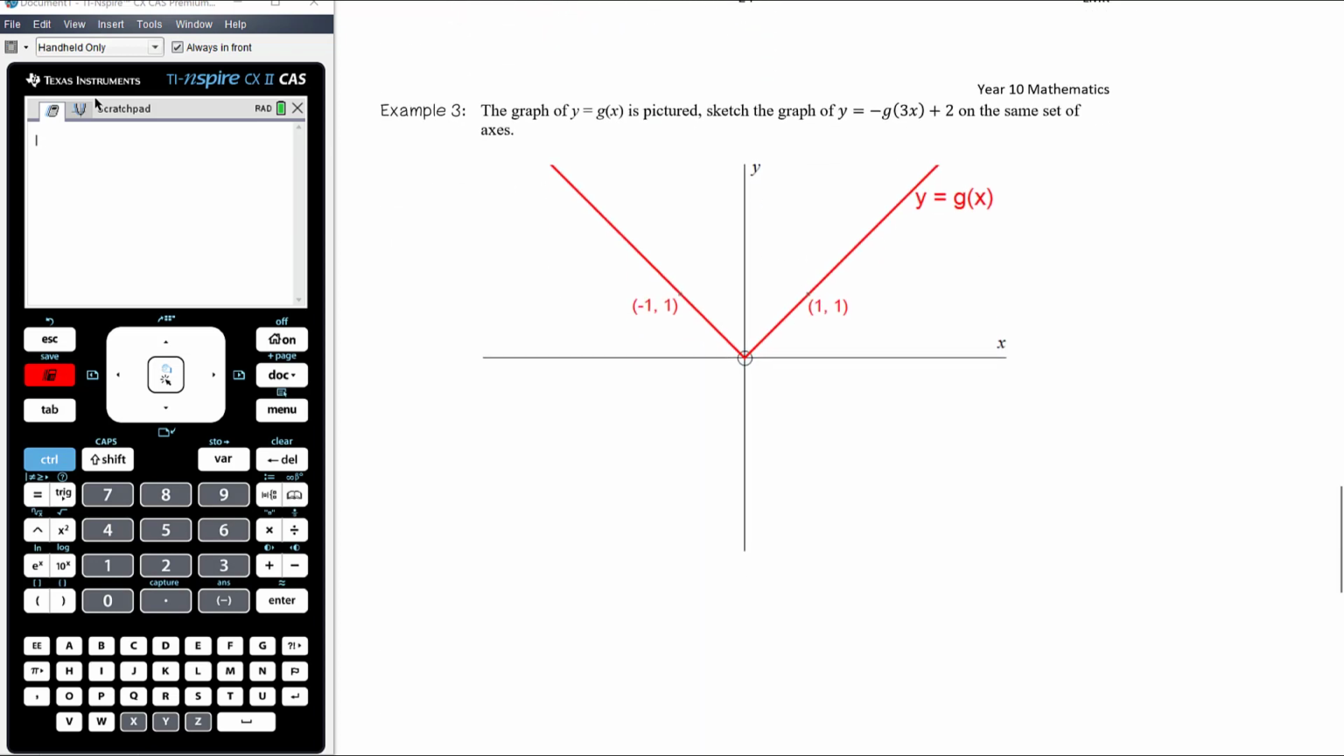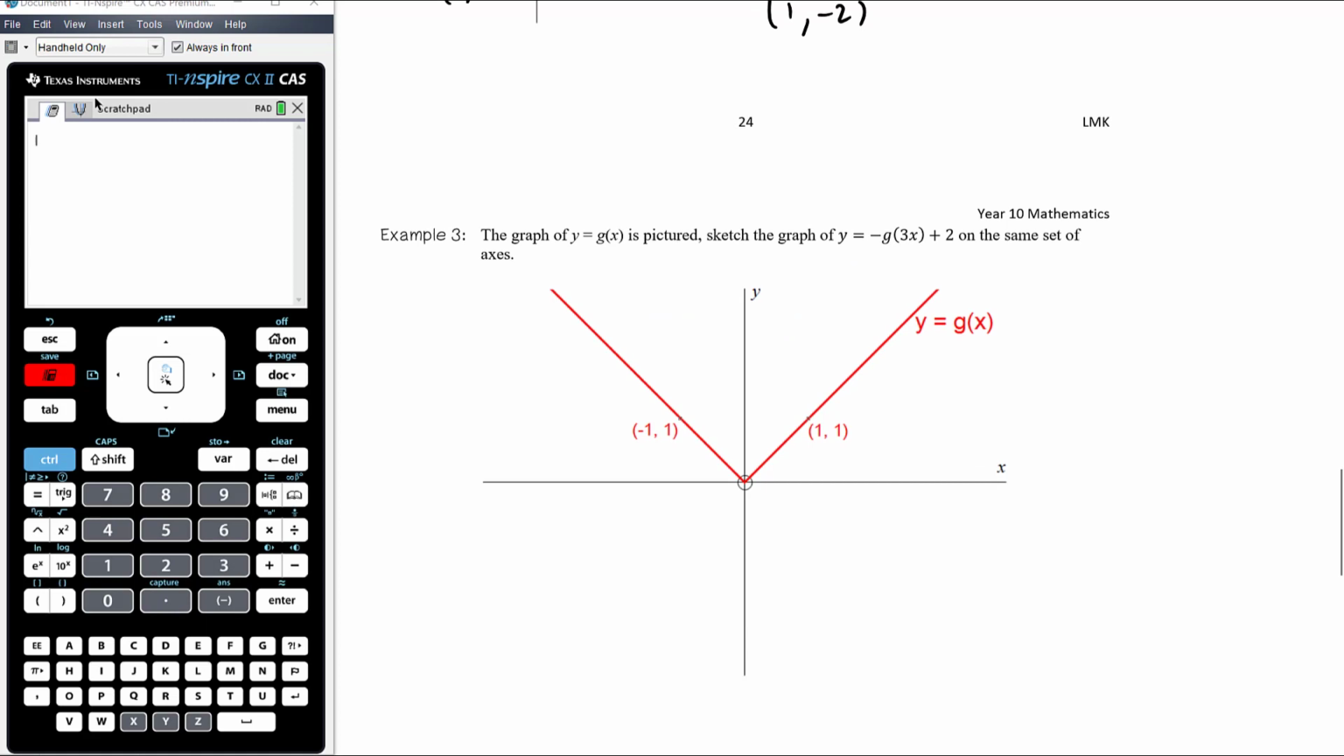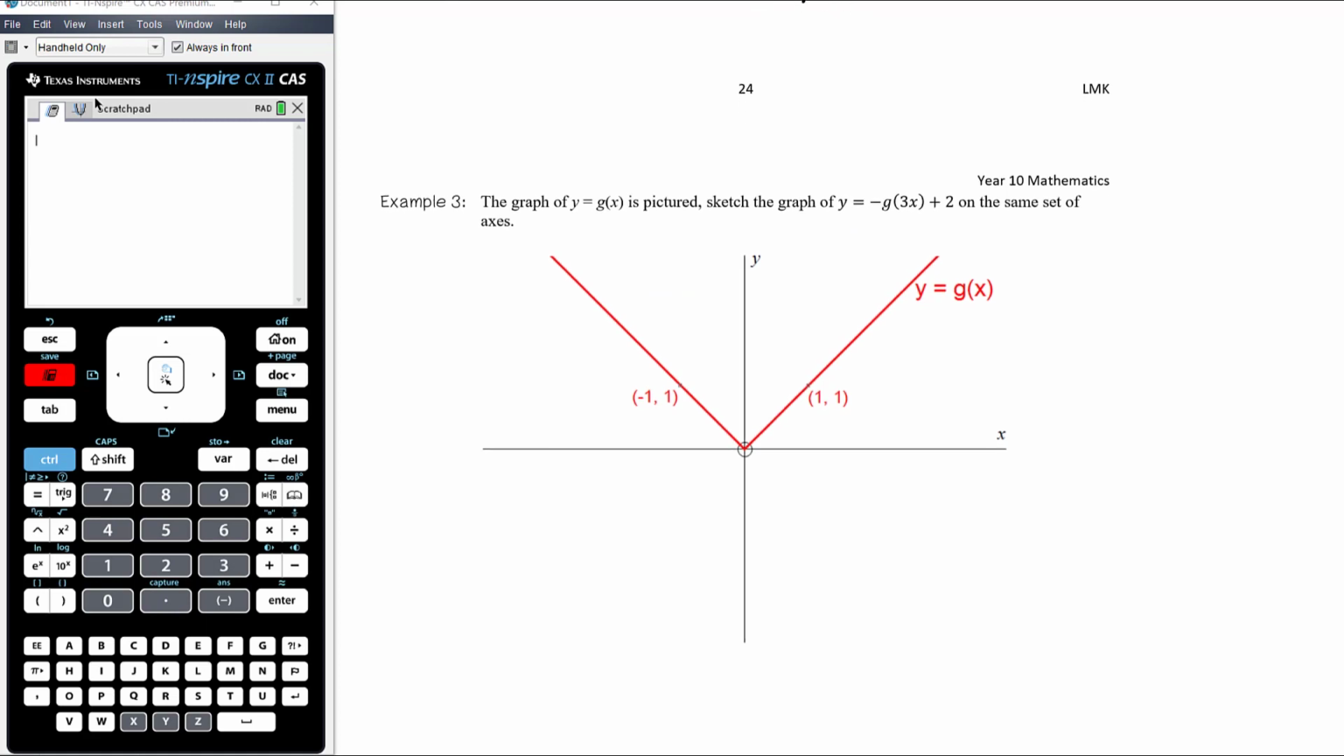The graph of y equals g of x is pictured. Sketch the graph of negative g of 3x plus 2. Okay, so we've got 3 things to think through here. So we've got the negative out the front, which is the first thing we need to do. I was just trying not to get my arrows crossed, but they're going to cross.